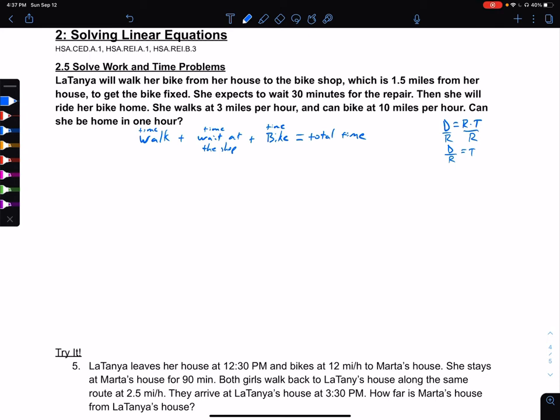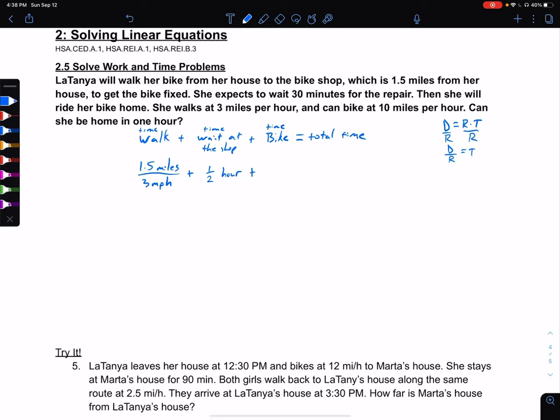So the time that we're walking, we're looking at distance divided by rate. The distance we cover is 1.5 miles, and that's going to be divided by the rate that Latanya walks, which is 3 miles per hour. And that's going to tell us how much time she spends walking. All right, we could figure that out, and we'll do that in a minute. The time that she waits at the bike shop, we already know, they told us, she's waiting 30 minutes. So since we're talking in terms of hours, we're going to say 30 minutes is 1/2 hour.